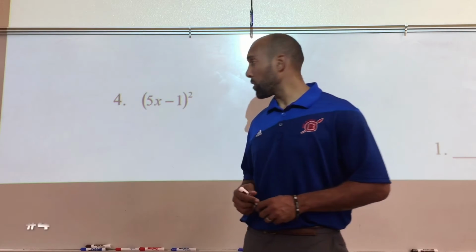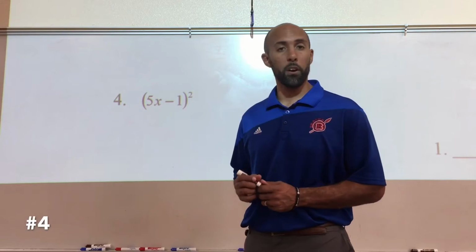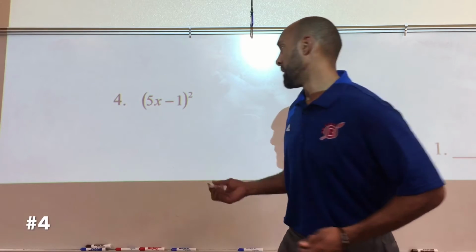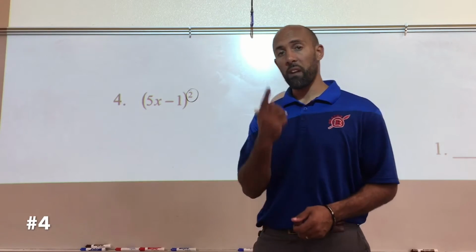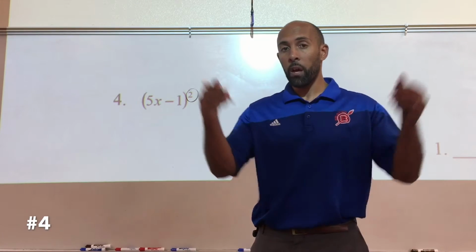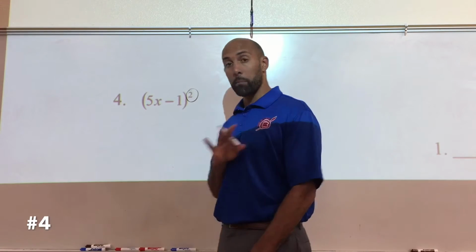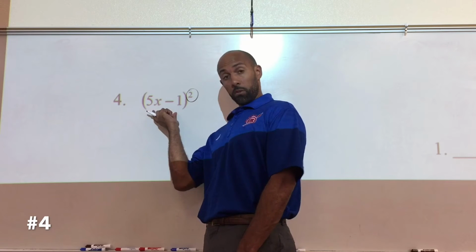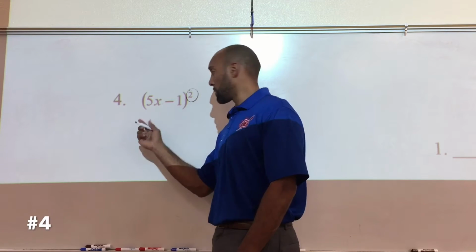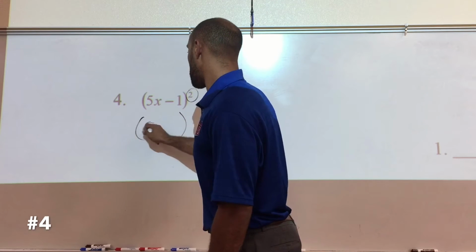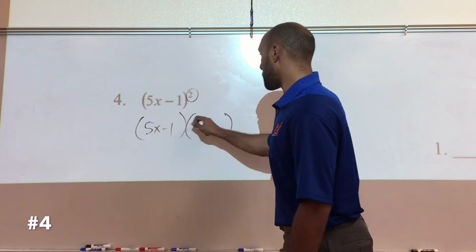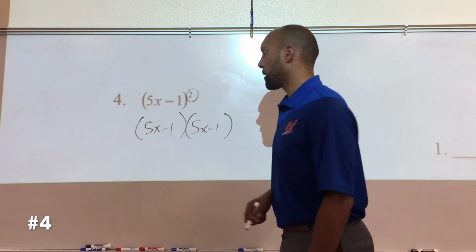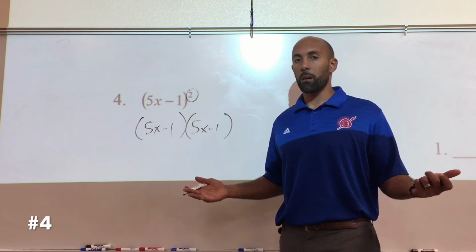Hey, number 4. So, is this problem any different? No. Does it look different? Yeah. Okay. When you see a little x squared out here, that means you don't just have one binomial. You have two binomials. What I mean by binomial is two terms. So I have two of these. So I have two binomials of 5x minus 1, and that means I'm multiplying the two. Okay. And guess what? We're gonna do the box.